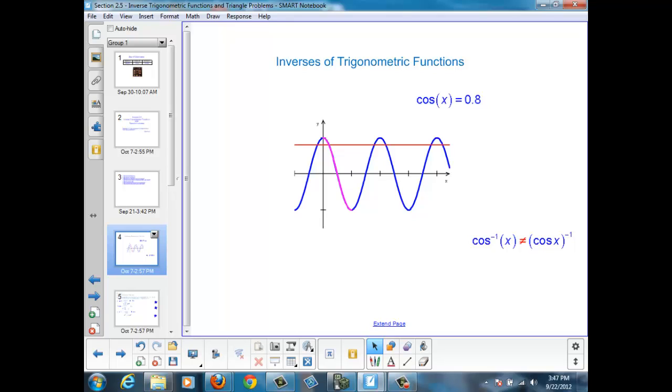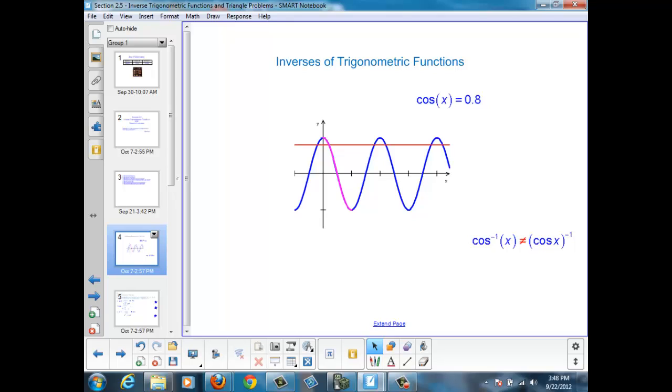So for instance, if I had an angle that I took the cosine of and ended up with a ratio of 0.8, 8 over 10, 4 over 5, I could draw the cosine function as I've done here and draw a line at 0.8, and we see that there are multiple angles that give a ratio of 0.8. So what we need to do is narrow down our possible answers so that our inverse relationship for the cosine no longer violates the horizontal line test.